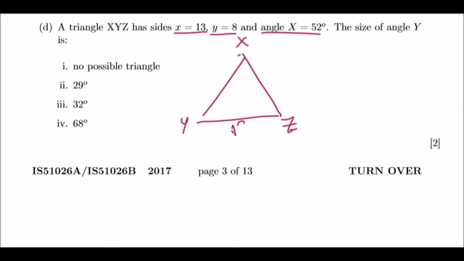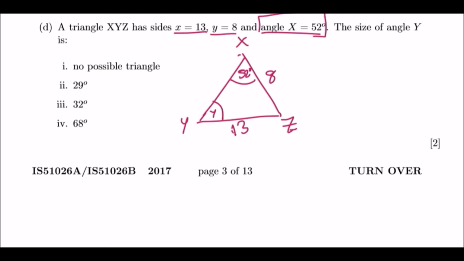So this would be length 13. Y equals 8 would be the length opposite the capital Y, which would be 8. And angle x is 52, so this means this part here is 52 degrees. All right, that's easy. And we want to find the size of angle y. So let's call this one y. Now, how do we do this?